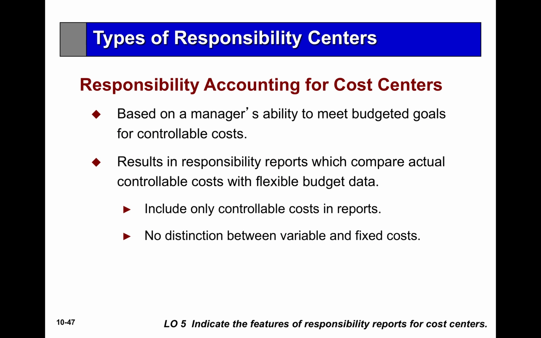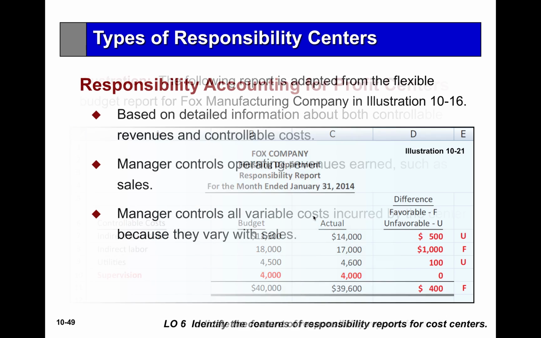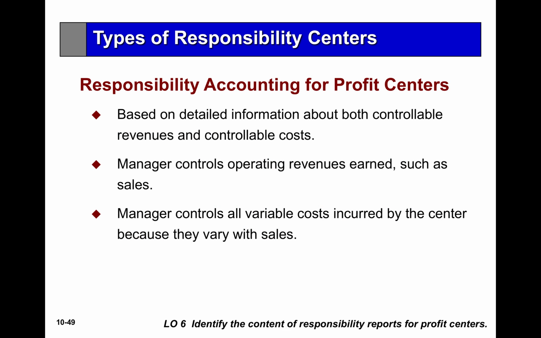We're going to consider that. Okay, so there's no distinction between variable and fixed. The only thing that matters is controllable costs. What are they responsible for? Can they make decisions? Are they able to make decisions to manage those costs? If they are, and that's what they're responsible for, you better include them under responsibility accounting, right?